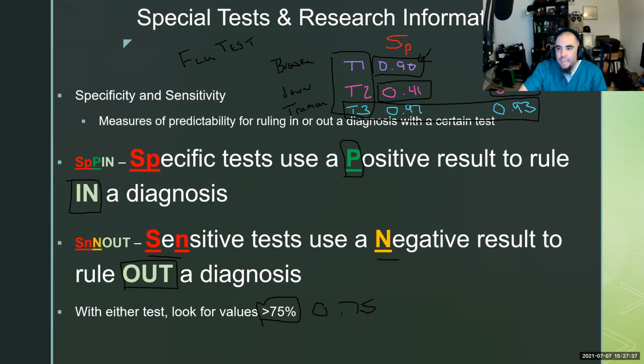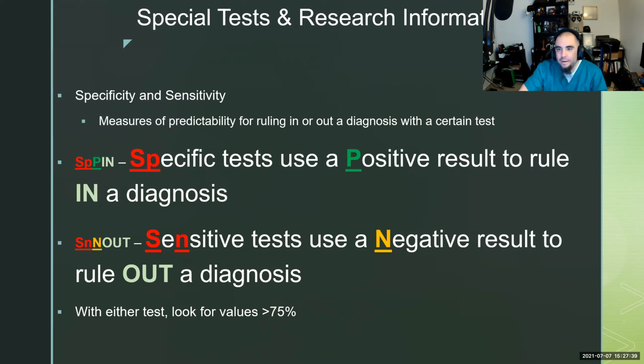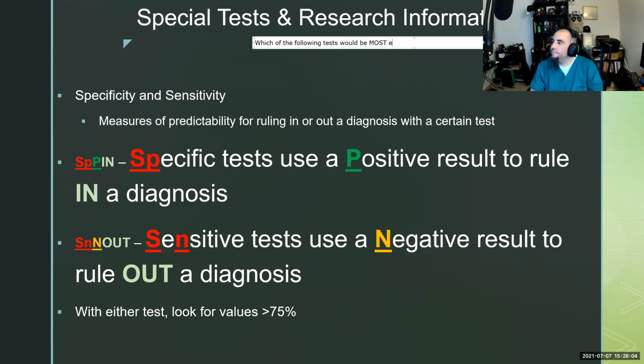Let me give an example question of what you might get if you were getting a quiz question or a test question from me. Let's say you get a question that says, which of the following tests would be most effective at ruling in a given condition?